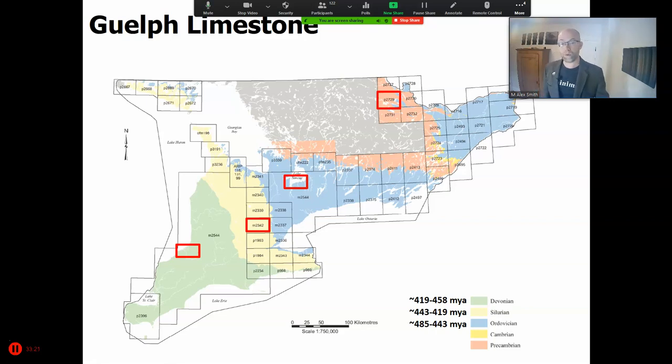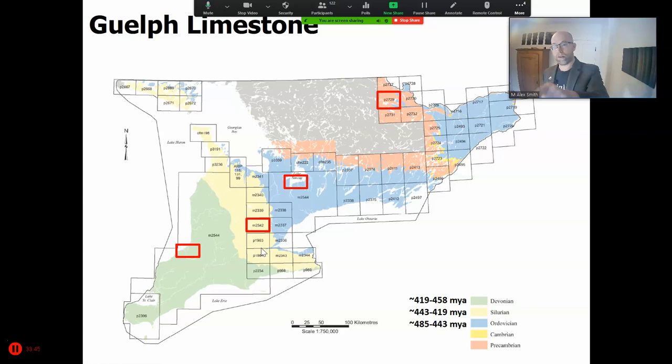If you're down in the southwest of the province, you're in the Devonian period. Your rocks were parts of a shallow, warm tropical sea in the Devonian period, so about 450 to 400 million years ago. And then here in Guelph, we're in a narrow band of Silurian limestone, so 450 to 400 million years old.